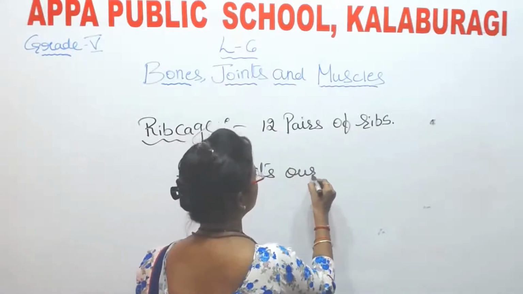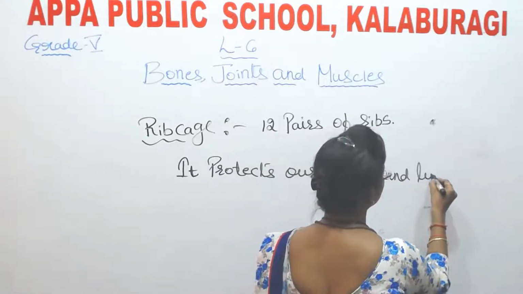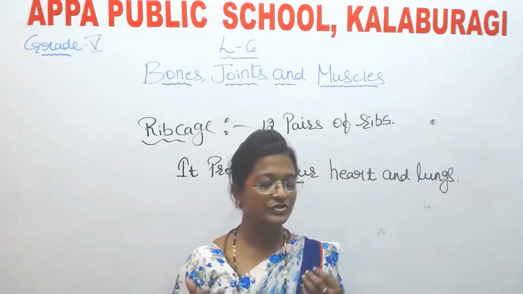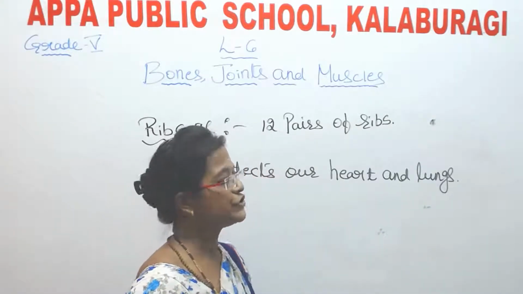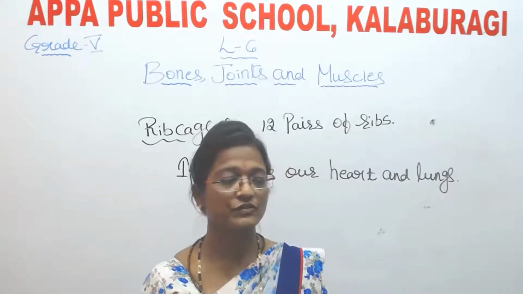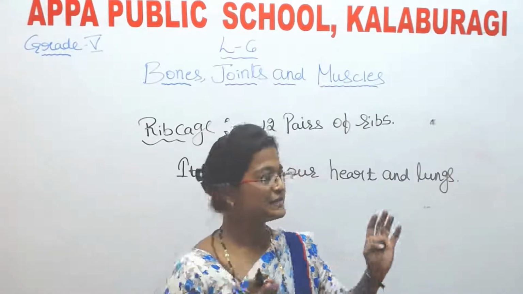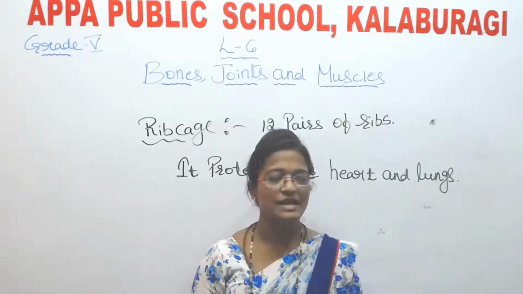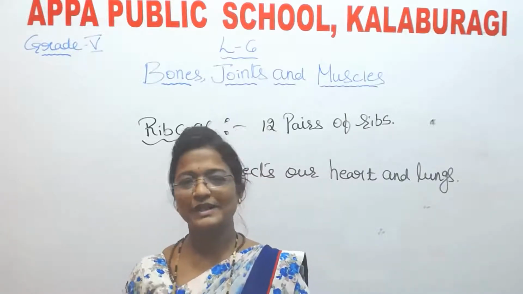It protects our heart and lungs. Okay, so the rib cage protects our heart and lungs from injuries. This is about the rib cage. As I said, there are 12 pairs of ribs which are connected from the chest bone to the backbone, and the rib cage protects our internal organs like the heart and lungs, right? This is about the rib cage. Very easy topic, right?